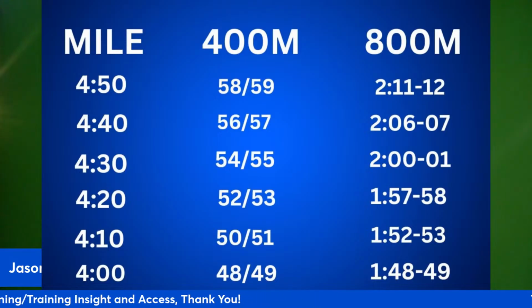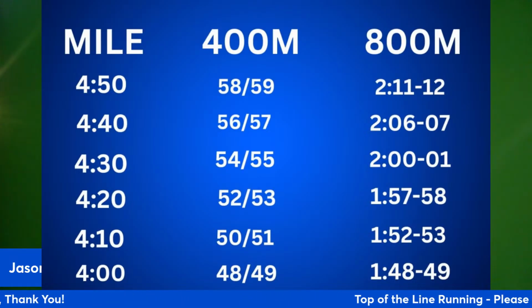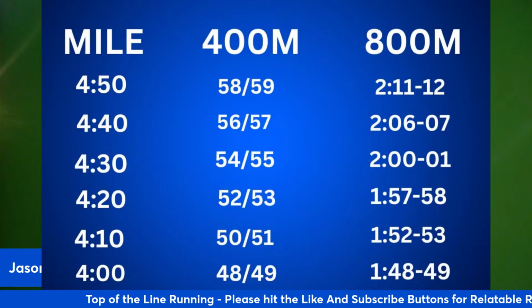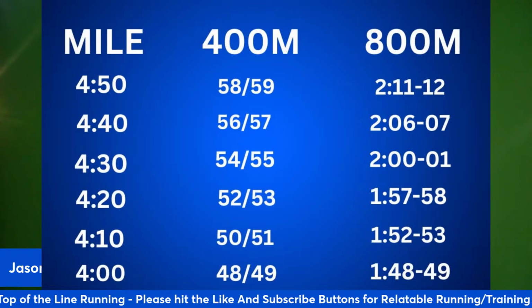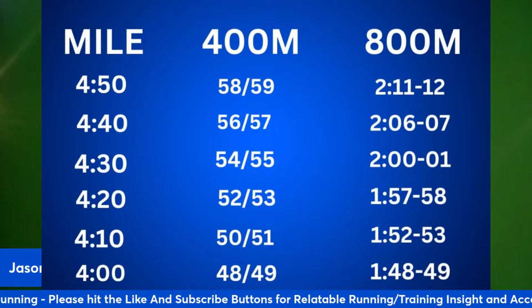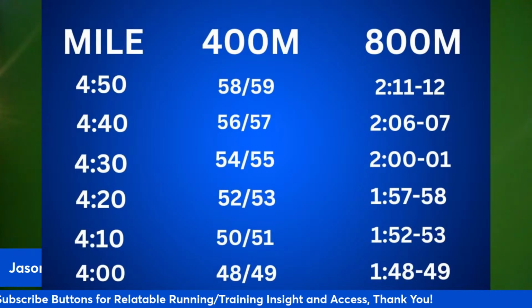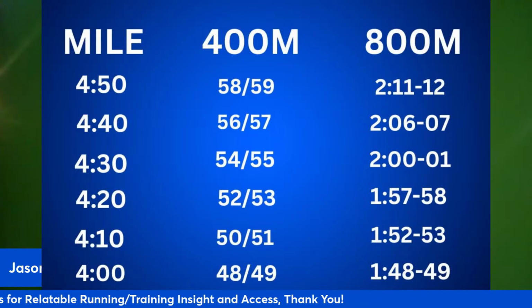4:50 for the mile, your capability is 58, 59. 2:11, 2:12 for the 800. 4:40 capabilities for the 400, 56, 57. 800, 2:06, 2:07. 4:30 for the mile capabilities: 400, 54, 55. 400. 2 minutes, 2:01 for the 800. So going back to your question, Adam, right here.